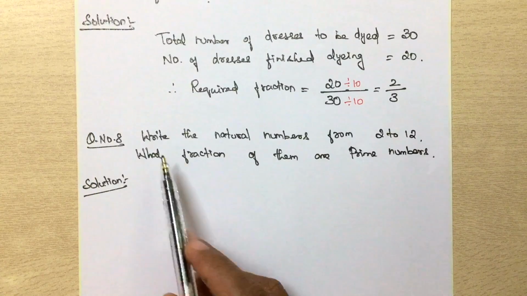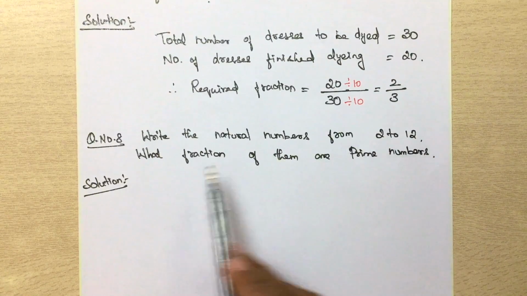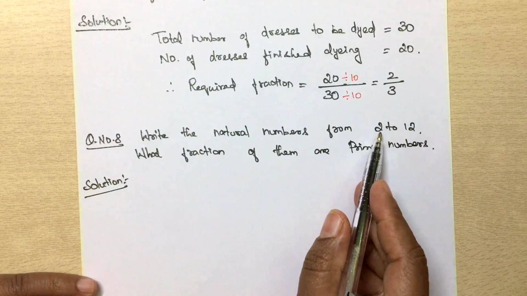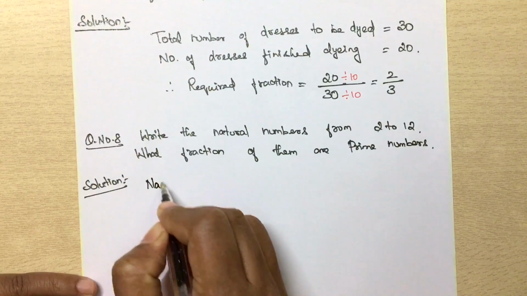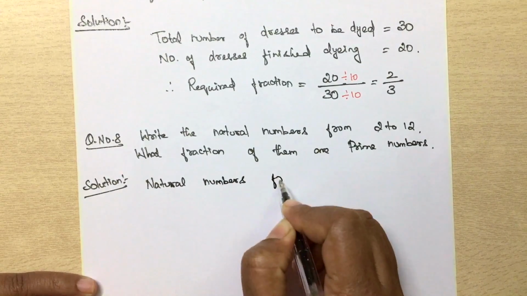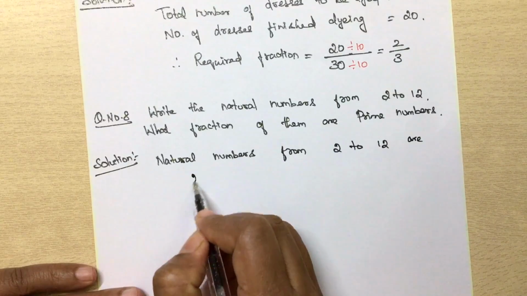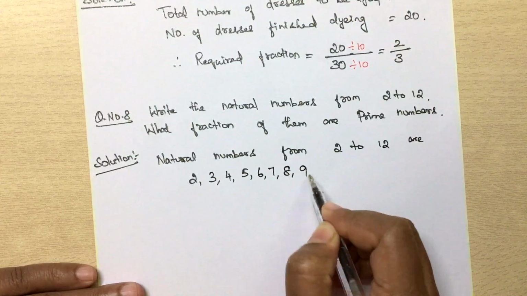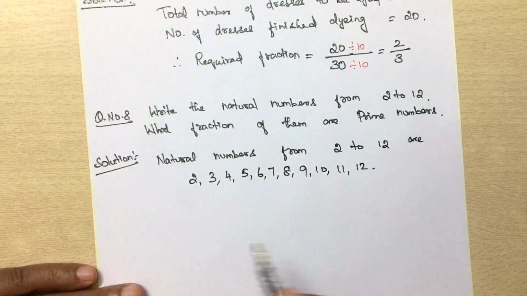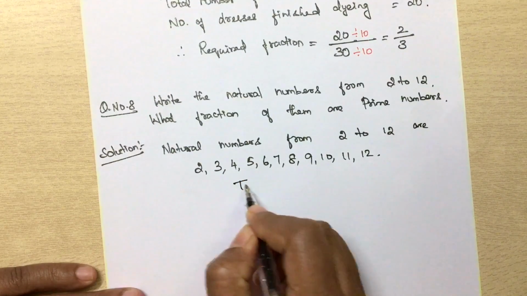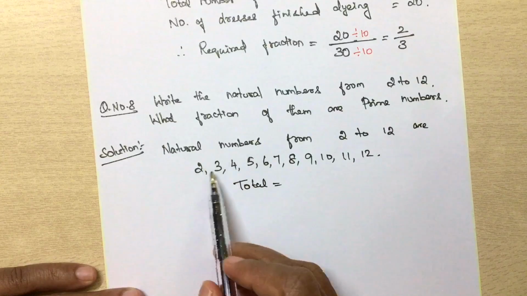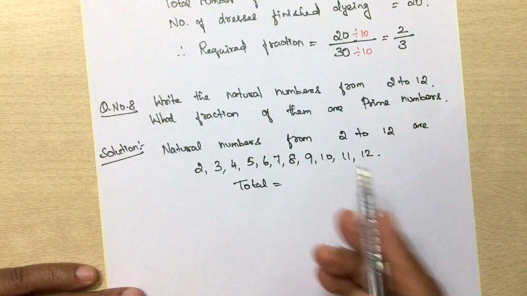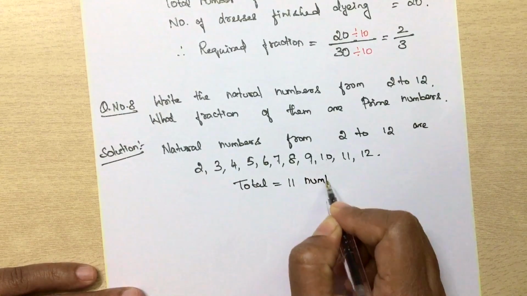The 8th question. Write the natural numbers from 2 to 12. What fraction of them are prime numbers? First of all, let us write the natural numbers starting from 2 up to 12. It is 2, 3, 4, 5, 6, 7, 8, 9, 10, 11, 12. So this is the total. How many natural numbers are there between this? Total 11 numbers we have.